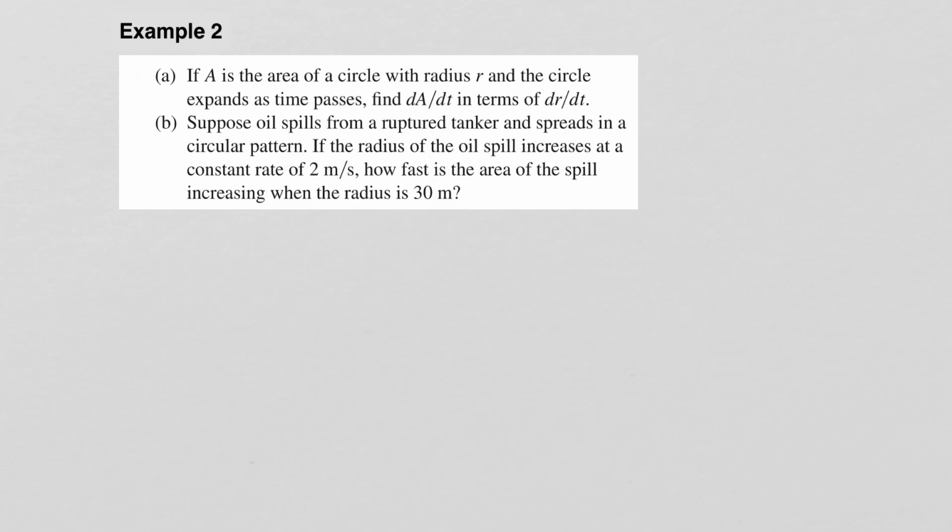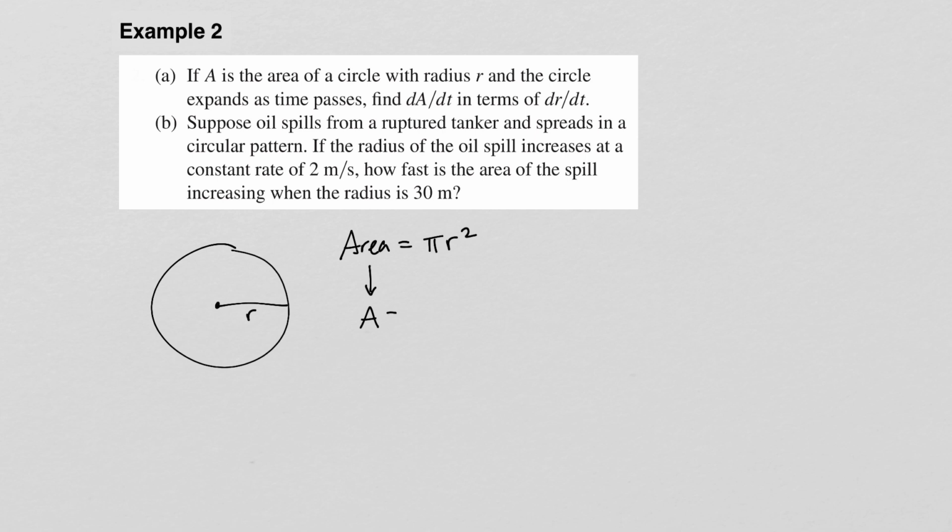In the next example, if A is the area of the circle with radius r, and the circle expands as time passes, find dA dt in terms of dr dt. So here we have a circle, and the radius of the circle is r. And we should know that the area of a circle is pi times the radius squared. And if I abbreviate the area using the letter A, we can write A equals pi r squared.